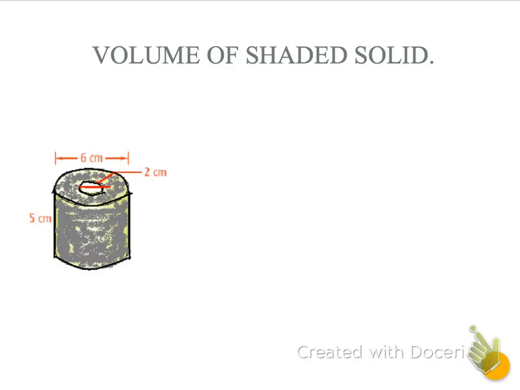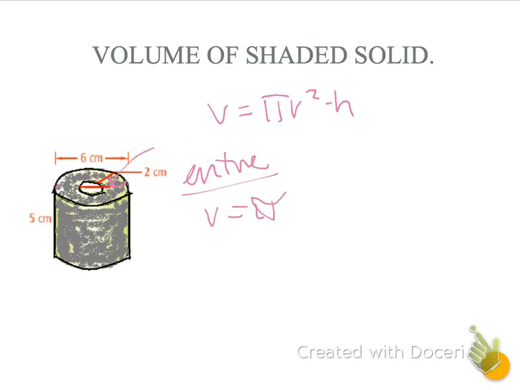Find the volume of the shaded solid. So I only want the shaded region, I don't want what's inside. So I can find the volume of the whole thing and subtract that little portion out. The volume of a cylinder is V equals pi r squared times the height. So for the entire thing, I'm going to get V equals pi times the radius. My diameter is 6, so my radius is 3, times my height from top to bottom, which is 5. So we have 9 times 5, so V equals 45 pi.